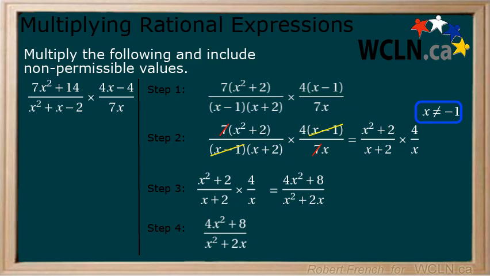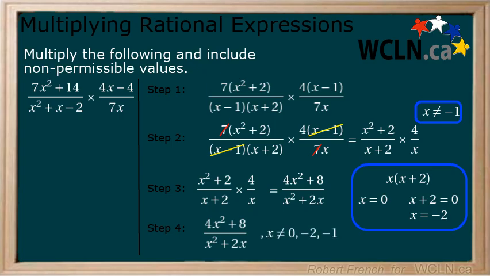This is the expression where we determine any remaining non-permissible values. Our denominator factors to x multiplying x plus 2. Make each factor equal to 0 and solve. And we have x cannot equal 0, negative 2, and negative 1.